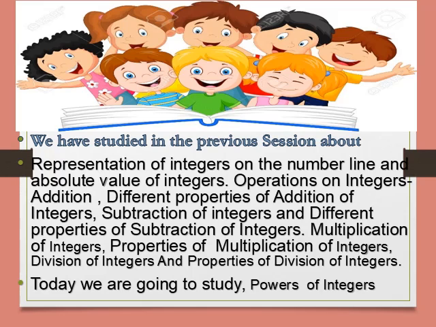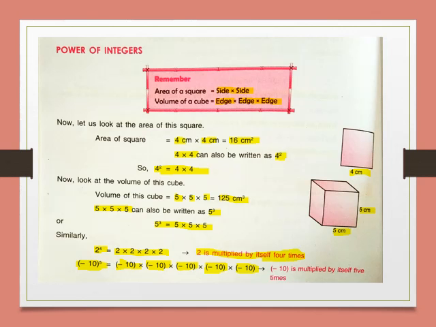We have studied in the previous sessions about this lesson: representation of integers on the number line, absolute value of integers, then different operations, that is addition, subtraction, multiplication, division with their properties. And in the last session we have seen the properties of division of integers and the division of integers. Today we will see the last topic of this lesson, that is powers of integers, and also we will solve the activities and problems which are based on the brain teaser given in your book. See here, powers of integers.